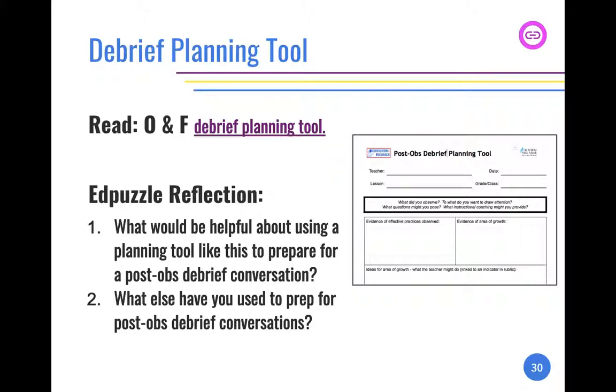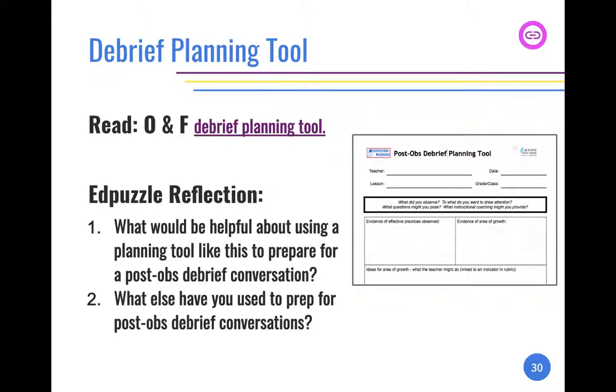Participants often love this because it really helps them to think about what's some evidence of effective practices you observed? What's evidence of an area of growth? What ideas do you have for that area of growth? Because we know what can happen if we don't prepare for the conversation. We might forget to share evidence of effective practices we saw, and then the conversation could end up being too negative.